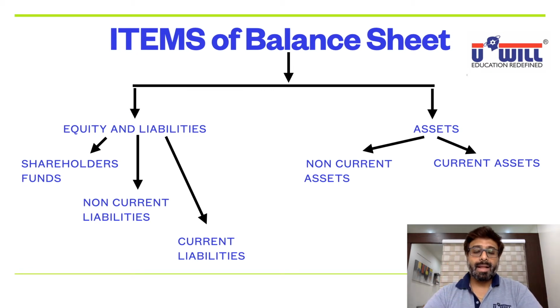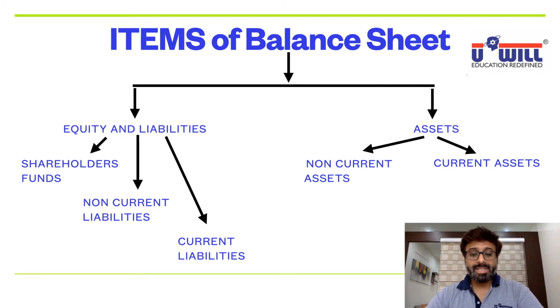Once again I revise it. There are two main items in balance sheet. Simply instead of liabilities we call it equity and liabilities, and the other one is assets. Equity and liabilities, what is equity? Owner's money, capital. So here we call it shareholders funds. And in equity and liabilities, which are the two kinds of liabilities we are going to have? Non-current liabilities and current liabilities. Assets, two main things, non-current assets and current assets.